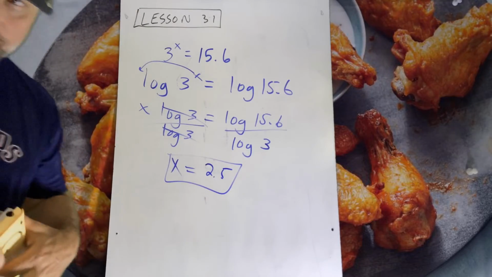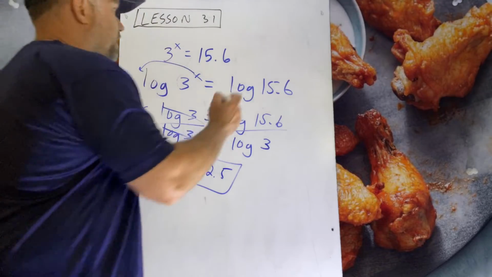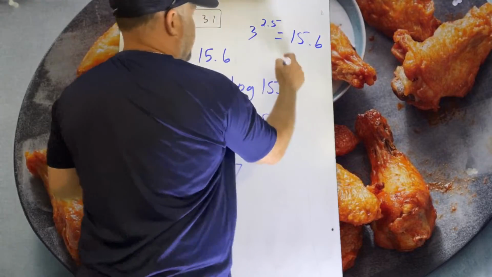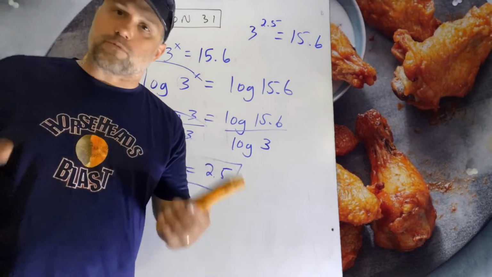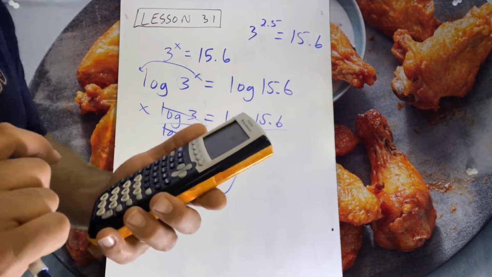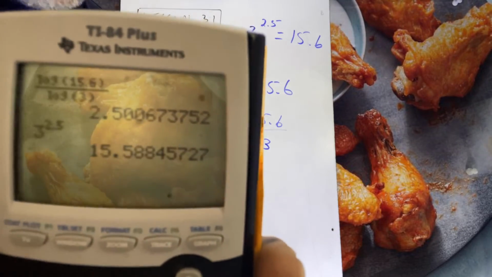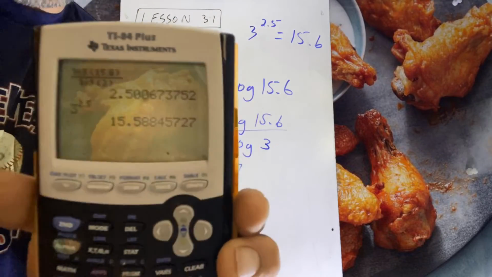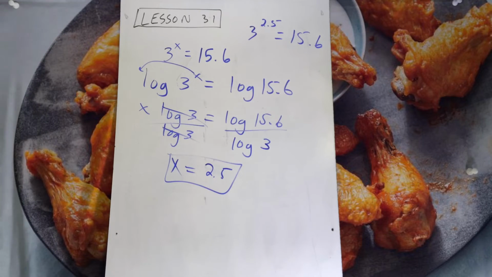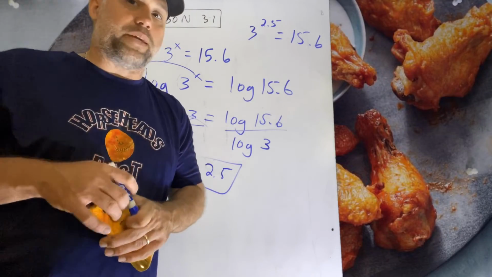Now, if you go to check your answer and you plug 2.5 back in for x, and you take 3 and raise it to the 2.5, you're not going to get exactly 15.6 because of rounding. So just keep that in mind when you're checking yourself. So watch, 3 raised to the 2.5 is not exactly 15.6. It's close, but it's not exact. And that's because we rounded this answer a little bit and it's not as accurate. So that's how you use the power rule to help you solve equations whose bases can't be made the same.